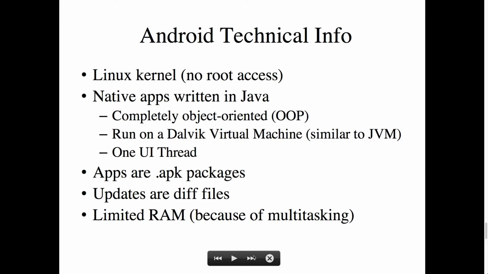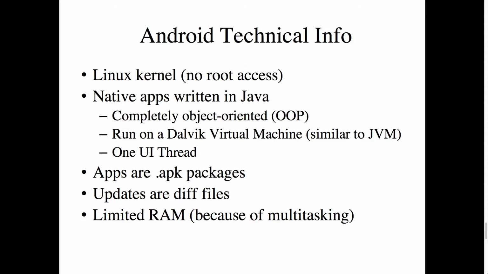Native apps are written in Java, or you can actually write them in C and C++, although they're highly discouraged. It's completely object-oriented, so it's really simple to think about, really simple to use, and runs on a Dalvik virtual machine, which is essentially the same as Java and Java Virtual Machine, but is a little bit different. For all intents and purposes, that doesn't matter to you. You just write Java, you compile Java, and it just works. There's one UI thread. There's only one thread on the system that does all of the UI, whether it's drawing buttons, whether it's picking up a click, any kind of thing like that is all in one UI thread.